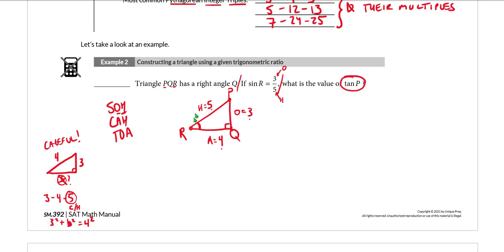Back to example 2. So again, we now know that our 3 sides of this triangle are 3, 4, 5, one of the Pythagorean triples. They're now asking us for tangent of P. So I'm going to erase this A and this O, because now, relative to angle P, this is actually the opposite side and this is the adjacent side. Tangent requires us to find the ratio of opposite to adjacent. Opposite is 4, adjacent is 3, so tangent of P should be 4/3, and we are done.